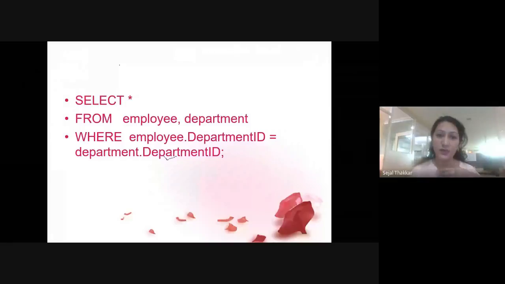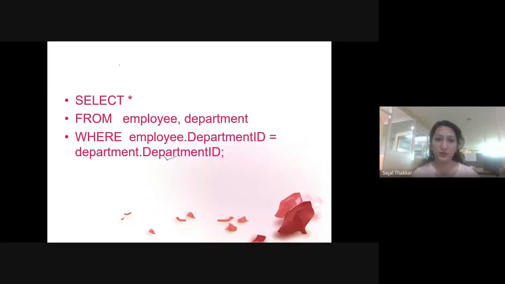If I don't teach you the SQL portion, then you will not exactly understand all these queries. So once I finish this unit, I'll start SQL first.